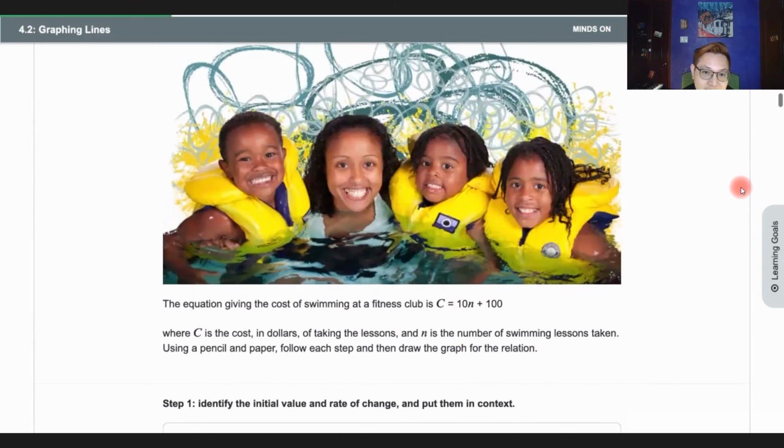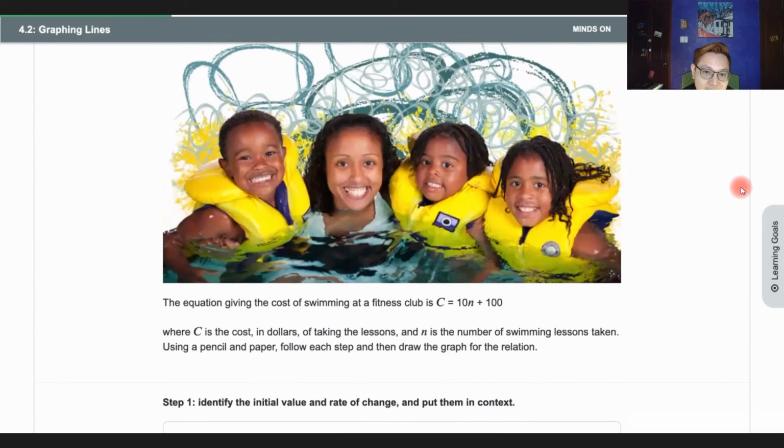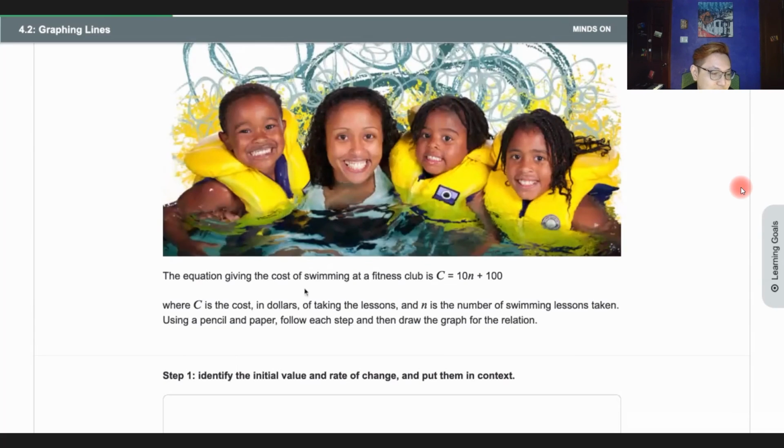Swimming lesson. The equation giving the cost of swimming at a fitness club is C equals 10n plus 100. So you pay a flat fee of 100 first, and then n is the number of lessons. Every lesson is $10, something like that. The flat fee is 100 that you always have to pay, and then plus something depending on how many lessons.